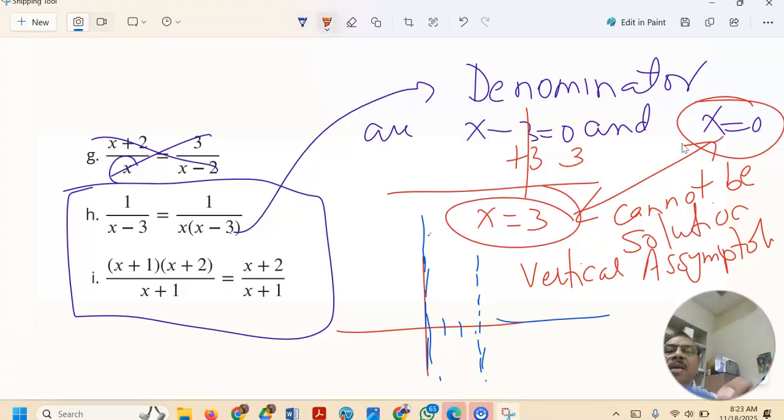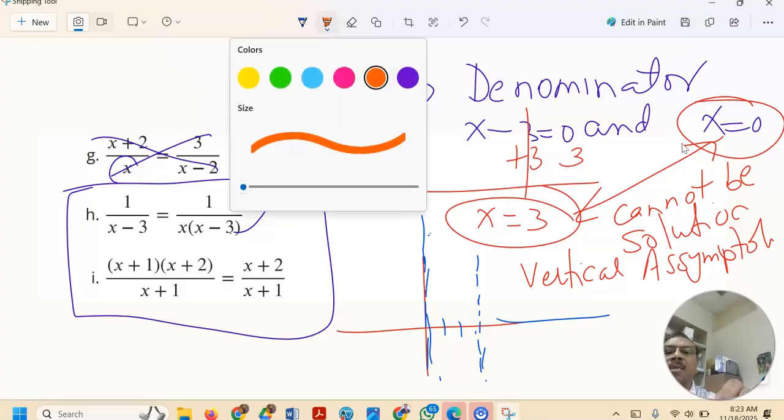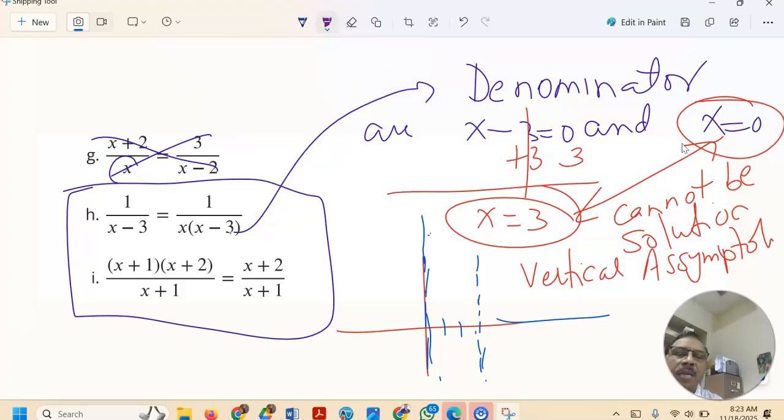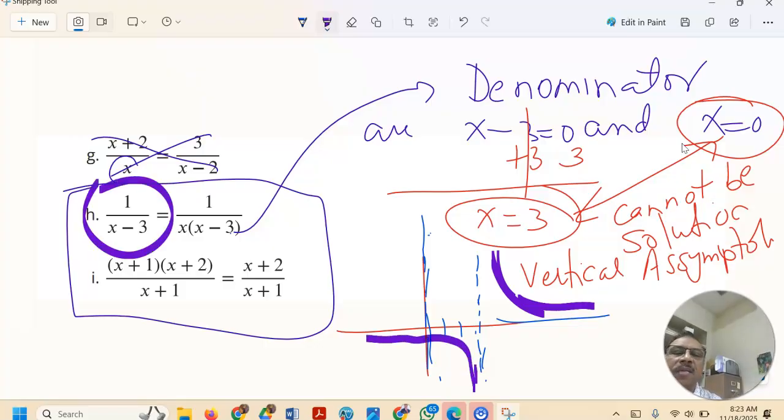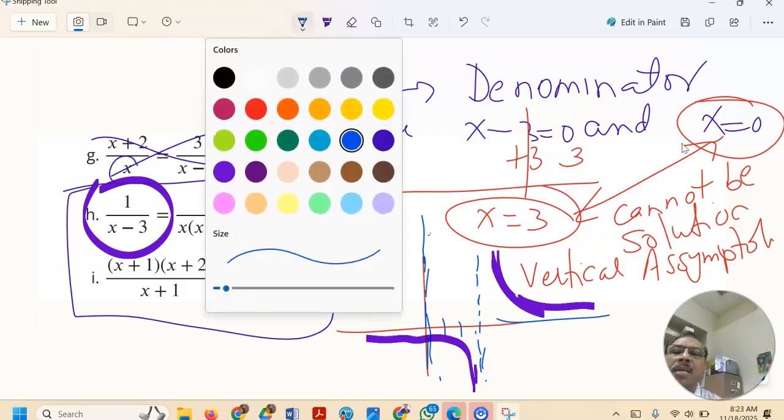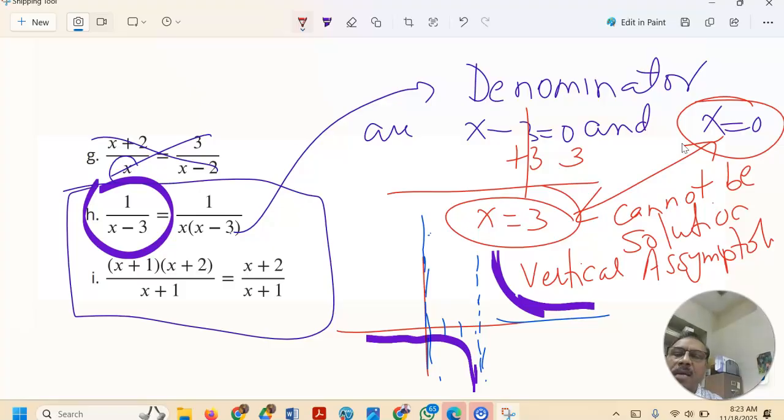If you want to see the graph, the first one is like this. The first one, 1 over x minus 3, this piece is this one. So that's what that means. The second one, we have to separate it at 0 and 3. So there are two asymptotes for the other one. So don't worry about that now. Let's do the last one.